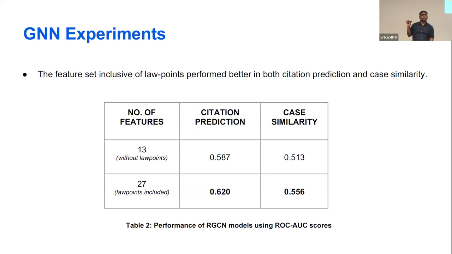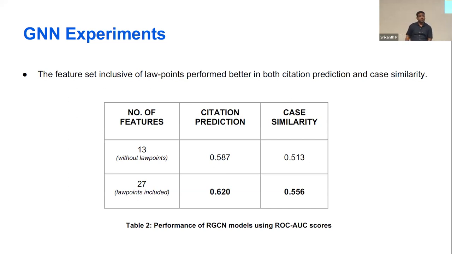But eventually, this is something that we are also exploring as a neurosymbolic problem, where we can come up with a chain of reasoning for why this case was decided, and these are the law points. But that's still work in progress. So right now the model cannot show why two judgments are similar, but eventually we hope to have a neurosymbolic solution for that.